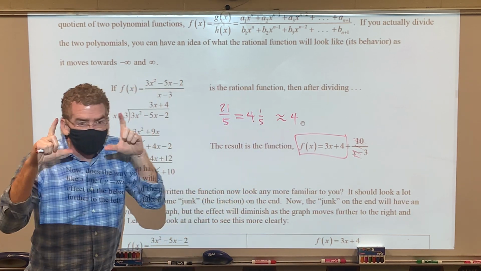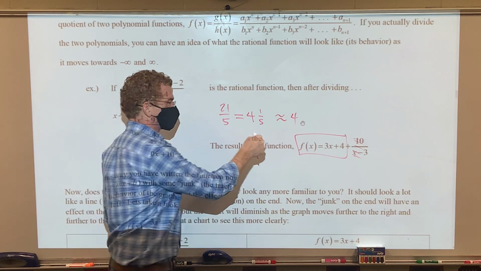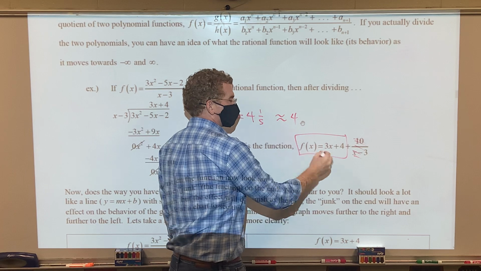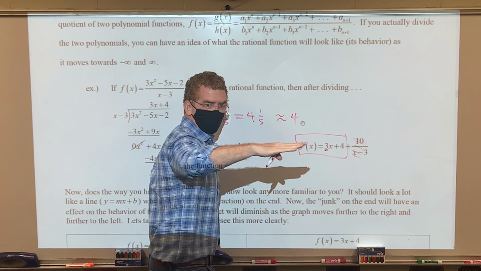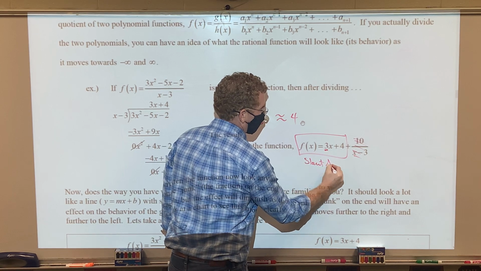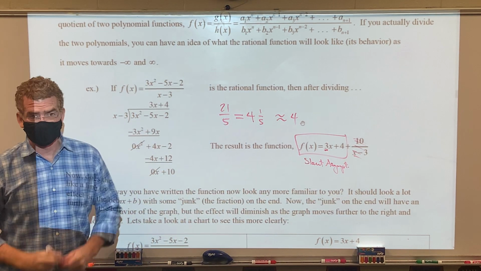Does it look like one up close? No. But as you zoom out forever, this graph is going to look like y equals 3x plus 4. And that, because it's a slanted line, not a horizontal line, is what we call the slant asymptote. Now you're not always going to end up with a slant asymptote.